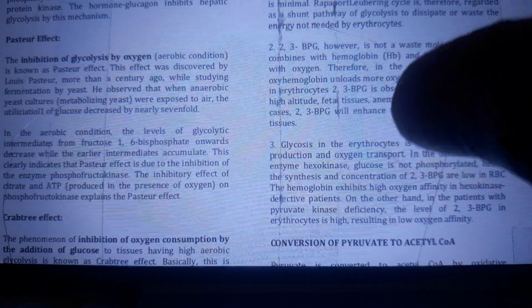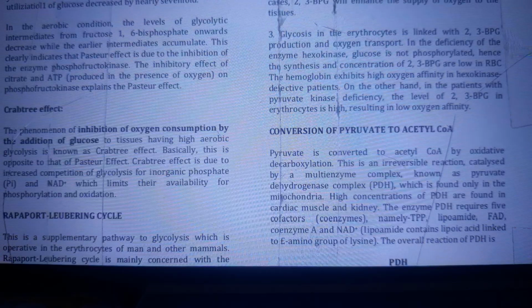It combines with hemoglobin, Hb, and reduces Hb affinity for oxygen. Therefore, in the presence of 2,3-BPG, oxyhemoglobin unloads more oxygen to the tissues. Increase in erythrocyte 2,3-BPG is observed in hypoxic conditions, high altitude, fetal tissues, anemic conditions, etc. In all these cases, 2,3-BPG will enhance the supply of oxygen to the tissues. Glycolysis in the erythrocytes is linked with 2,3-BPG production and oxygen transport.